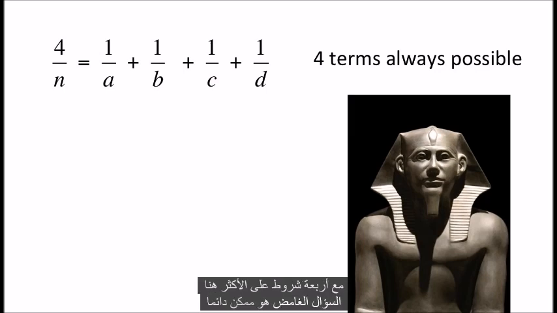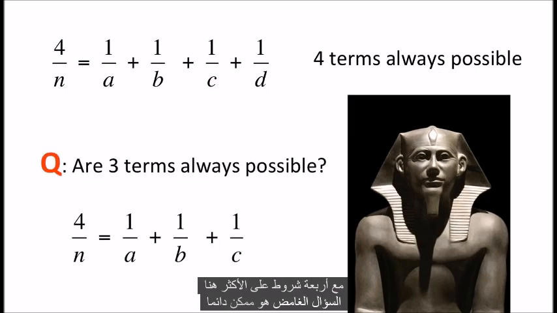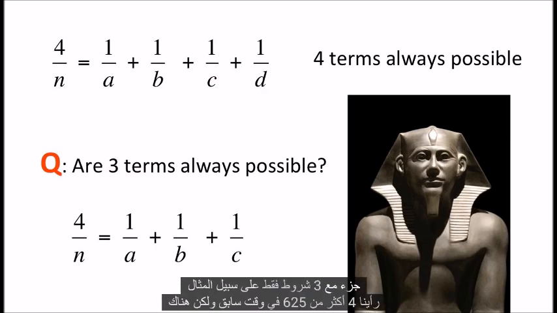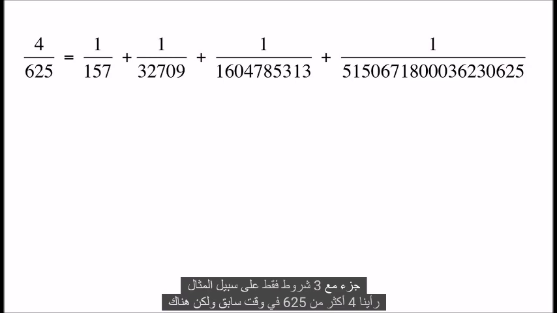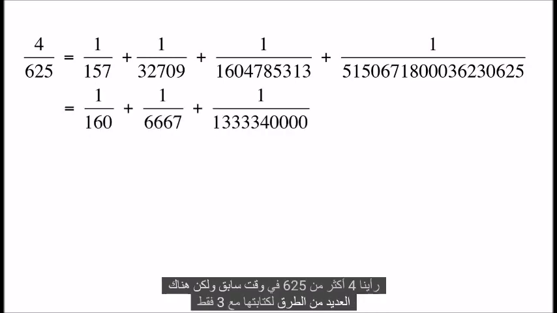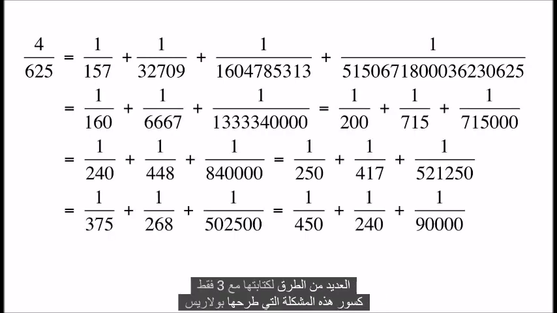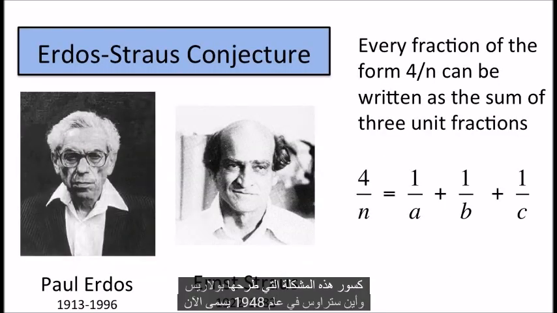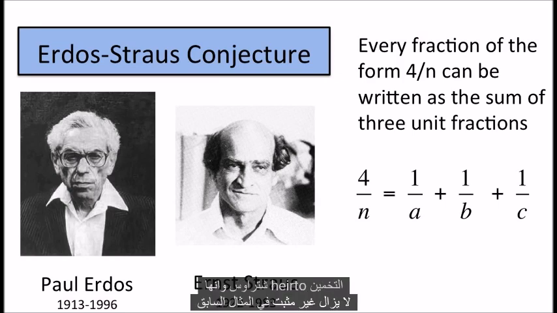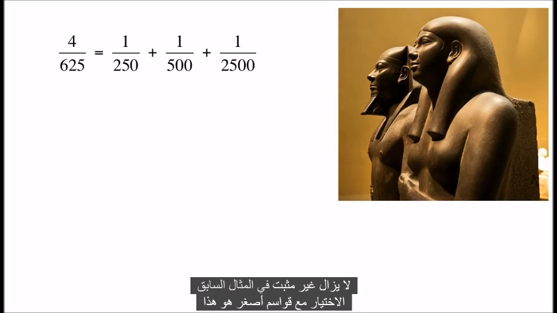Here's the mystery question. Is it always possible to write 4/n as an Egyptian fraction with only 3 terms? For example, we saw 4/625 earlier, but there are many ways to write it with only 3 fractions. This problem, posed by Paul Erdős and Ernst Strauss in 1948, is now called the Erdős-Strauss conjecture, and it's still unproven. In the previous example, a choice with smaller denominators is this formula.